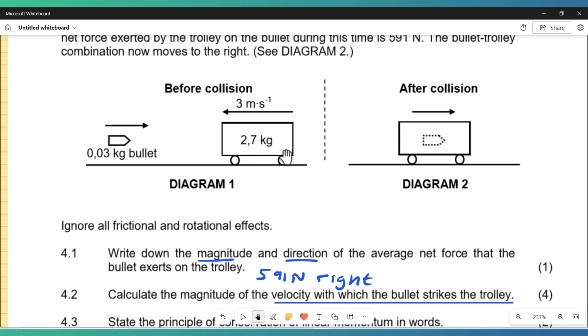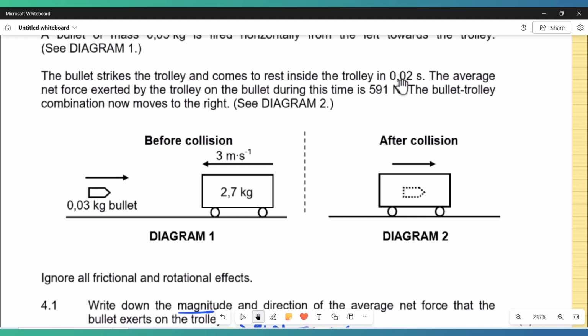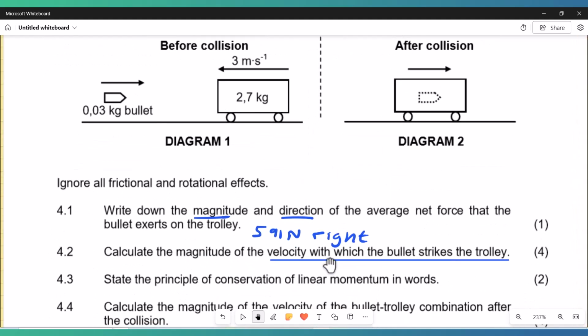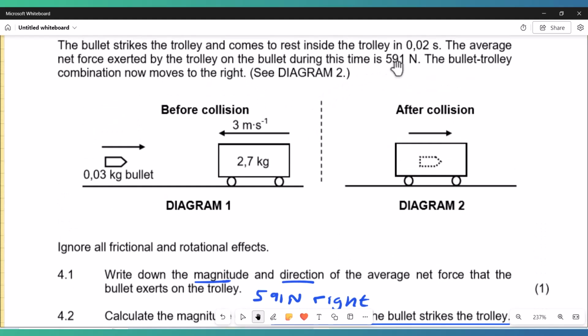For the trolley, I know its mass, the V initial, and the force it exerts on the bullet. In other words, the question is asking for the velocity at which the bullet strikes the trolley. With the bullet, I only know the mass, and I also know the force it exerts on the trolley.